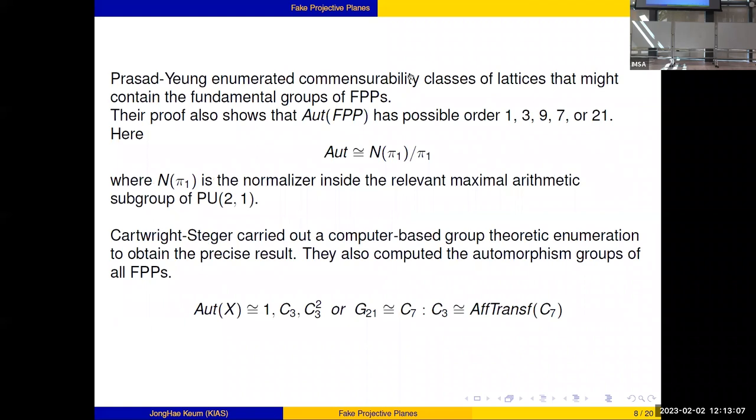Professor Yeung enumerated commensurability classes of lattices that might contain the fundamental groups of fake projective planes. Their proof also shows that the automorphism group of any fake projective plane has possible order 1, 3, 9, 7, or 21. The automorphism group is nothing but the normalizer factored out by the fundamental group. So here, the normalizer is inside the relevant maximal arithmetic subgroup of PU(2,1). Cartwright and Steger carried out a computer-based group theoretic enumeration to obtain a precise result. They also computed the automorphism groups of all fake projective planes.